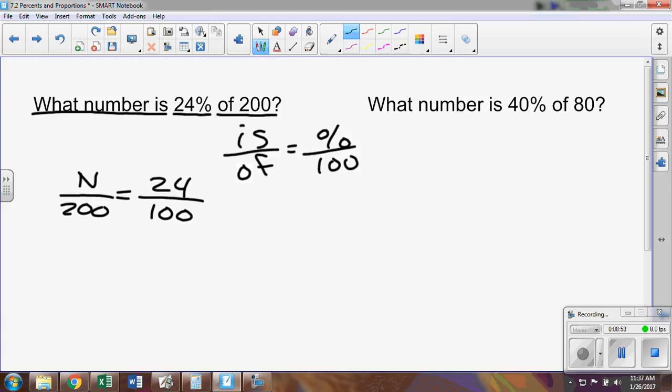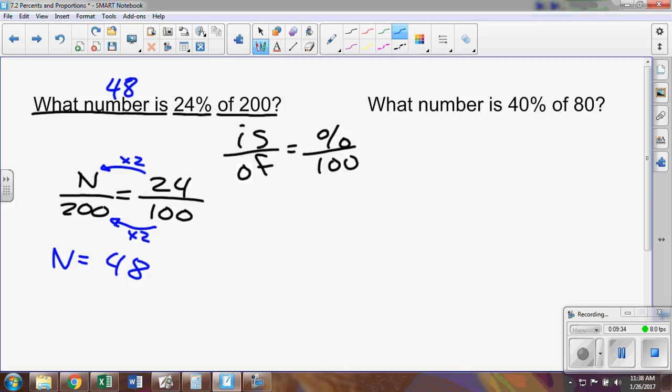Like before, you can choose to multiply, you can choose to divide, you can cross multiply. This is one where I choose to use equivalent ratios, because to turn 100 into 200, I'd have to multiply by 2. So doing the exact same thing in my numerator, 24 times 2 would give me n. I've got my answer. It's 48. 48 is 24% of 200. And we're done.